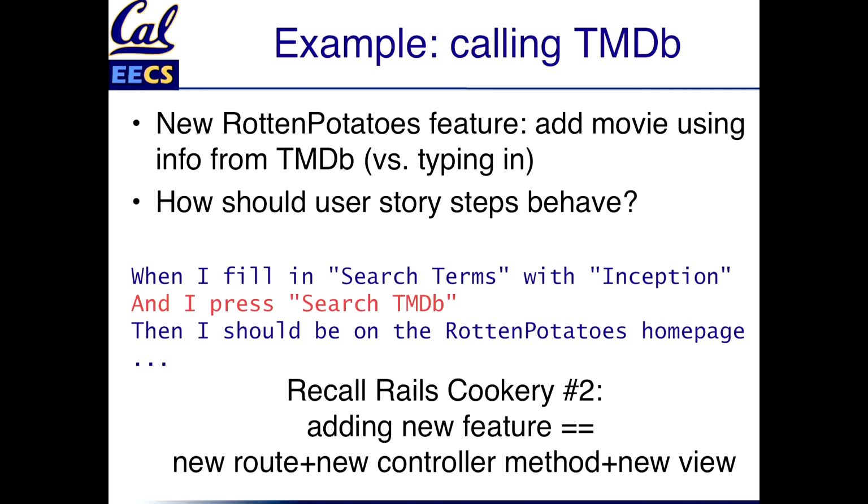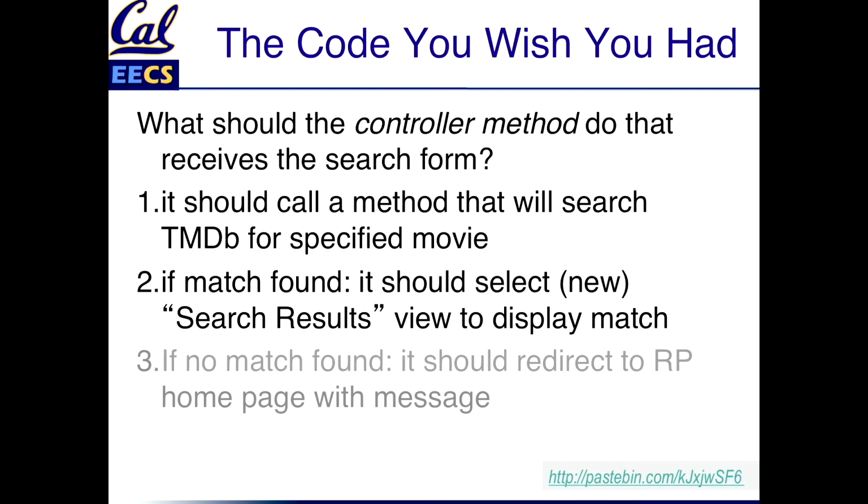So recall when we said when you're adding new functionality to a Rails app, there's these kind of things you always have to do. You have to add a new route, new controller method, and new view. We're now going to focus on the controller method. And we're going to ask, what should the controller method do when it receives the search form? And what we said before when we were planning out this feature is that it should call a method that will search TMDB for the specified movie. And if it finds a match for that movie, it should select the search results view, display the match, et cetera. So let's just start with that much.